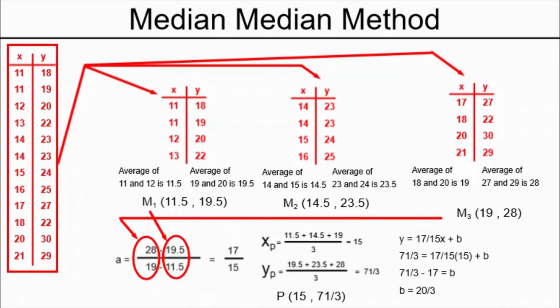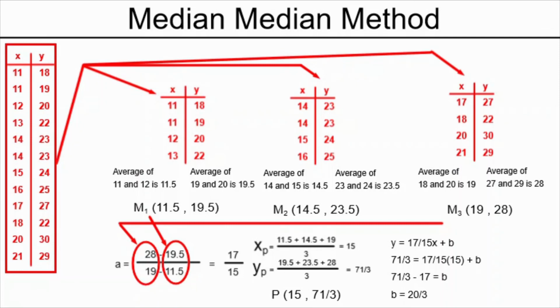Now we're able to plug point P and the slope 17 over 15 into the y equals ax plus b form and solve for b. We get a b of 20/3. Finally, we're able to write down the equation of our regression line. It is y equals 17/15 x plus 20/3.